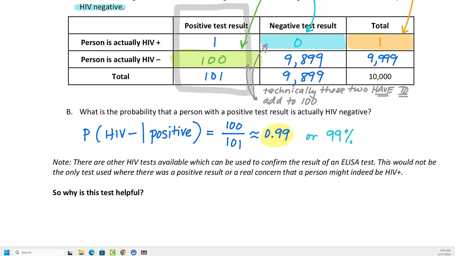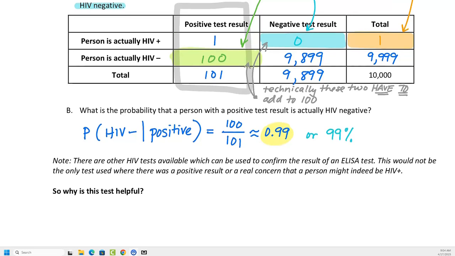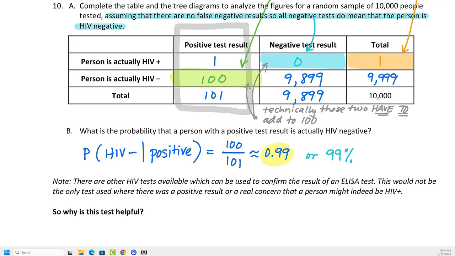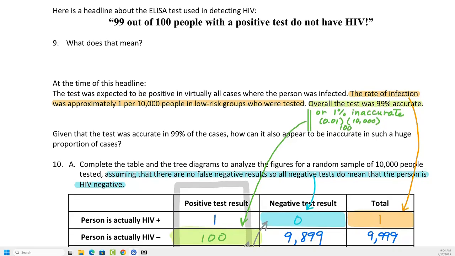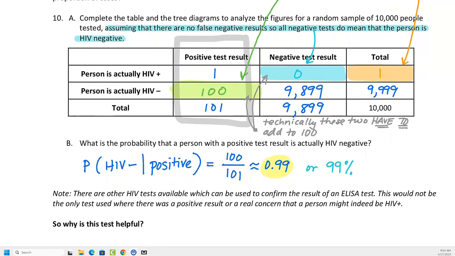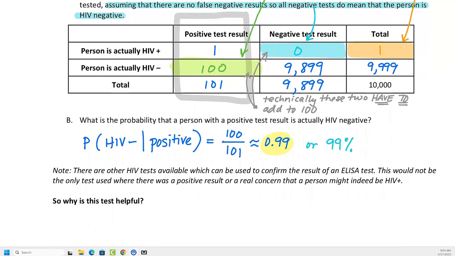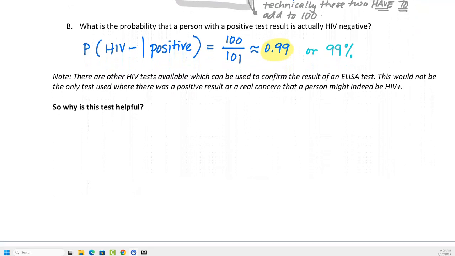Okay, are we good with that? Yeah? Now, so that justifies that heading, that statement, doesn't it? 99 out of 100 people with a positive test does not have HIV, right? So the question is, it says here, note, there are other HIV tests available which can be used to confirm the result of an ELISA test. This would not be the only test used where there was a positive result or a real concern that a person might indeed be HIV positive.